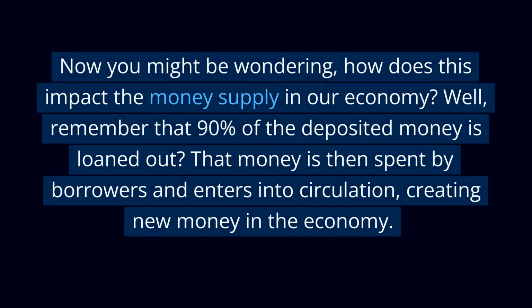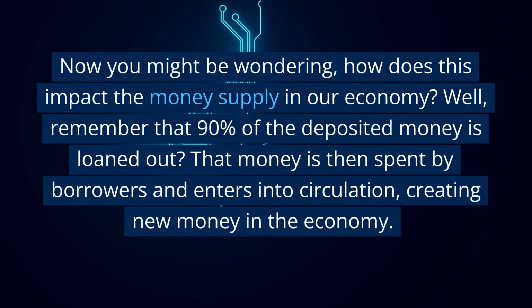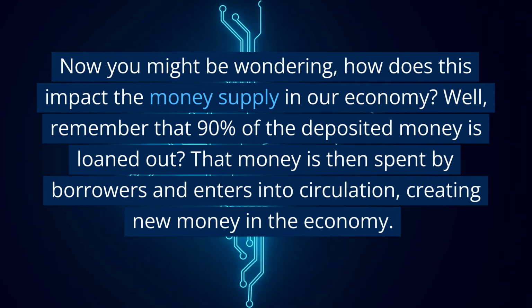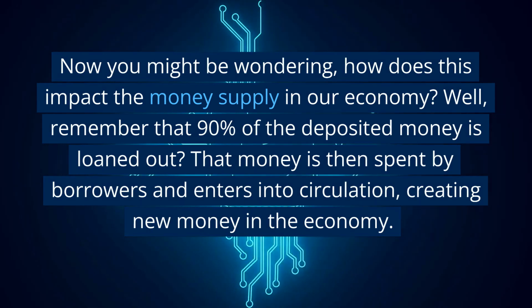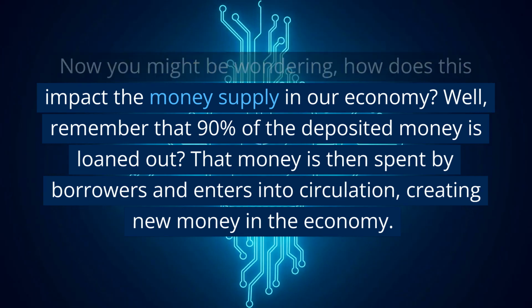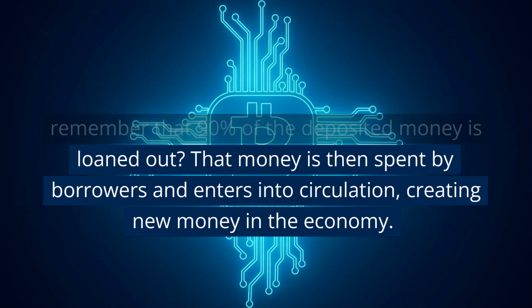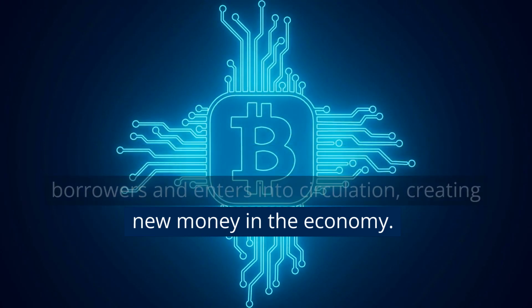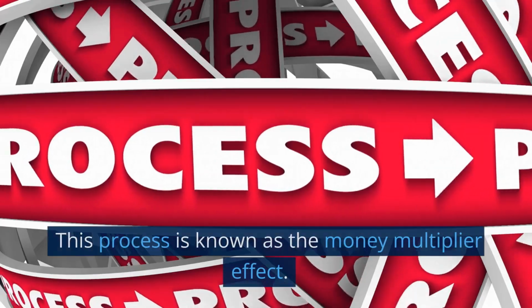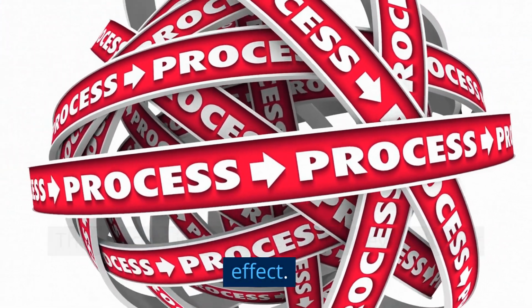Now you might be wondering, how does this impact the money supply in our economy? Well, remember that 90% of the deposited money is loaned out. That money is then spent by borrowers and enters into circulation, creating new money in the economy. This process is known as the money multiplier effect.